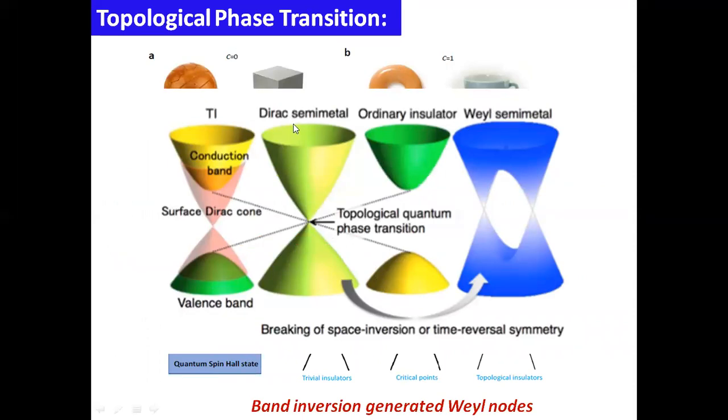This will essentially break the time reversal symmetry. You might know about graphene. Graphene is the first two-dimensional Dirac semi-metal material discovered so far. Yes. Perhaps you can say something about what time reversal symmetry is. Okay, time reversal symmetry, let me put it in a simple way.